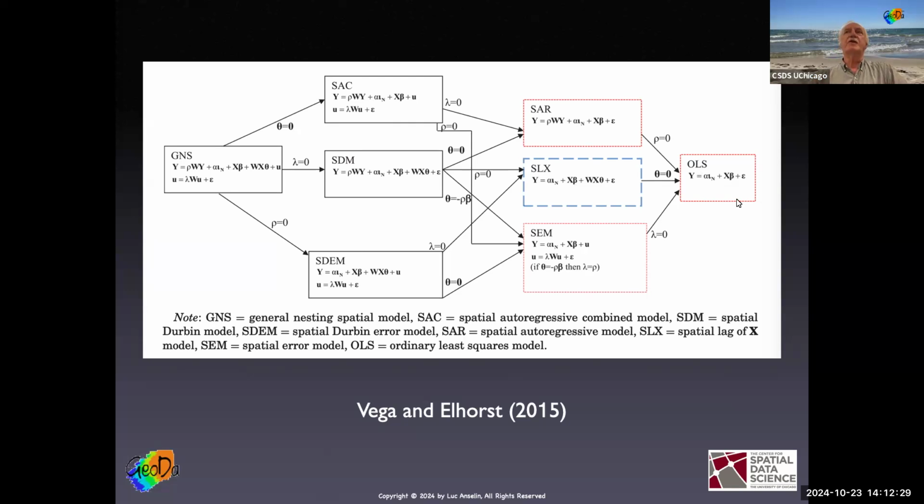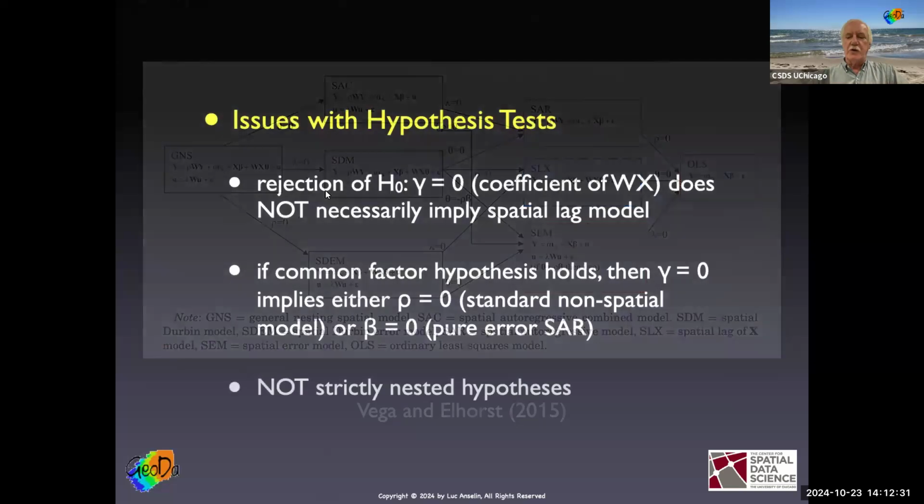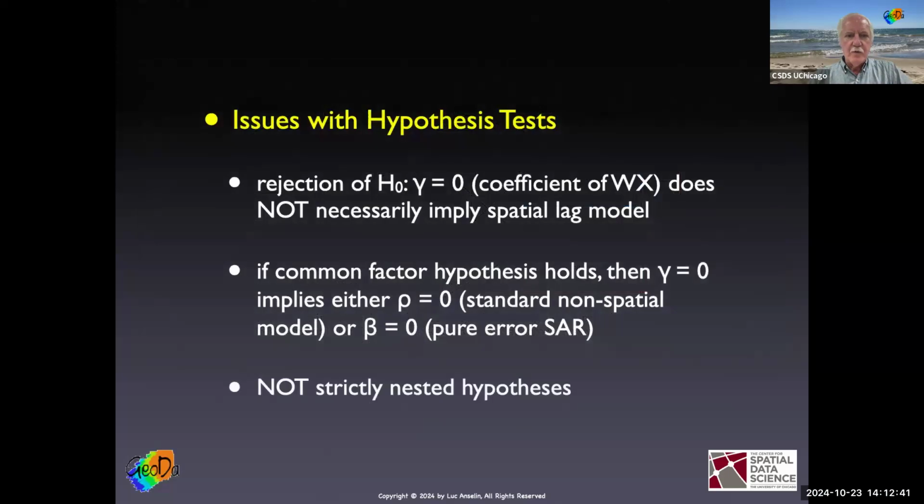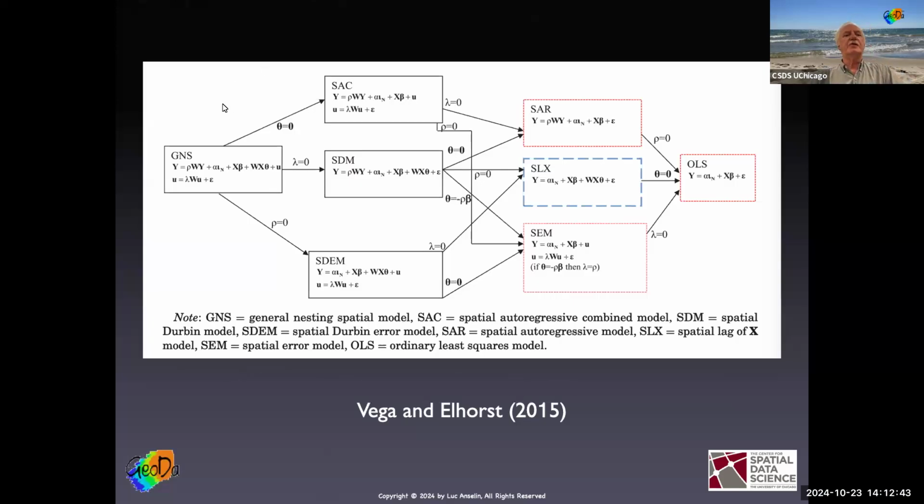So in a specification search, if you could estimate this model, you could go this direction, but you can't, so you have to start somewhere here. Or you can go this direction. And what we'll see next week is how to go this direction for these kinds of alternatives.